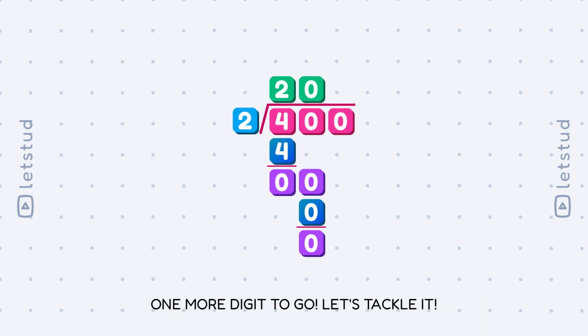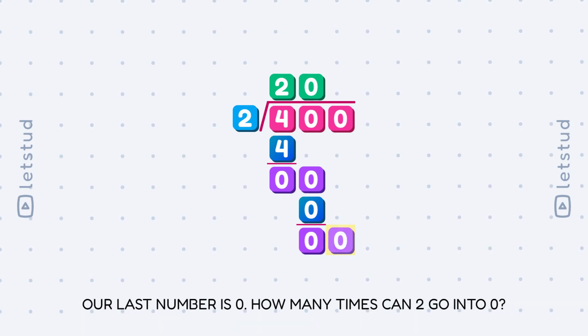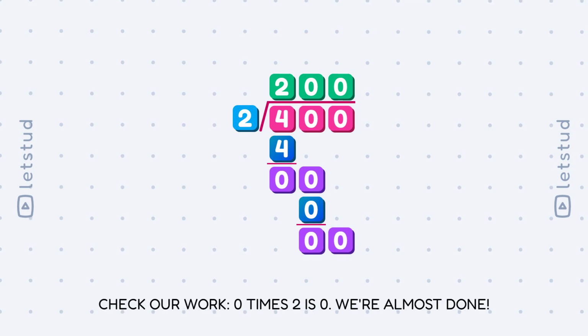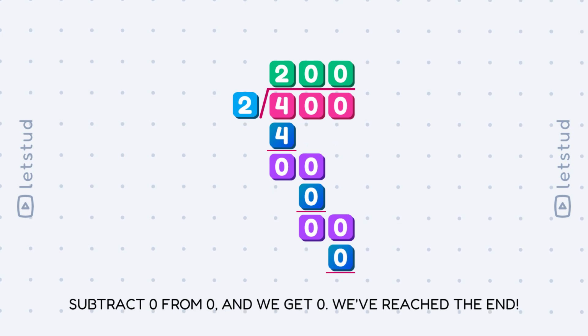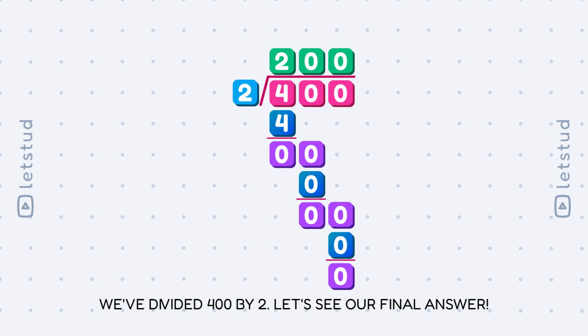One more digit to go. Let's tackle it. Last digit, we bring down the final 0 from 400. Here we go. Our last number is 0. How many times can 2 go into 0? You guessed it, 2 fits into 0 0 times. Check our work. 0 times 2 is 0. We're almost done. Subtract 0 from 0 and we get 0. We've reached the end. Amazing job, you finished all the steps. High five. We've divided 400 by 2.